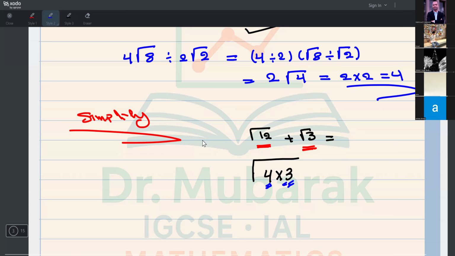And when we simplify surds, we need 2 factors. Here we have 12. We need 2 factors for 12. One of these factors must be squared. We want the roots to be the same. So instead of 12, we're going to do 2 root 3.